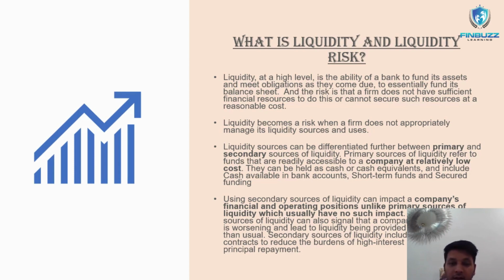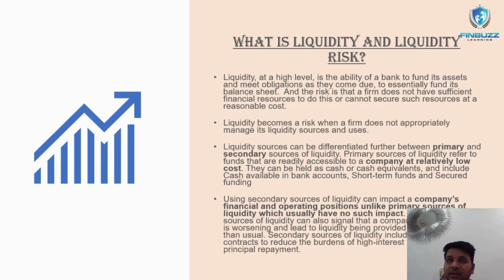Look at the PPT slide. What it says: liquidity at a high level is the ability of the bank to fund its assets and meet obligations as they come due. So it is the bank's ability to have liquid assets available when their obligations come, like short-term liabilities and current liabilities. Whenever the liabilities arise, they should have the availability of cash. So it is all about the matching concept.